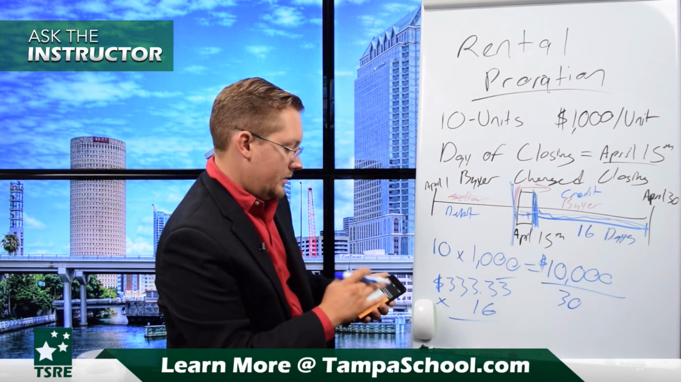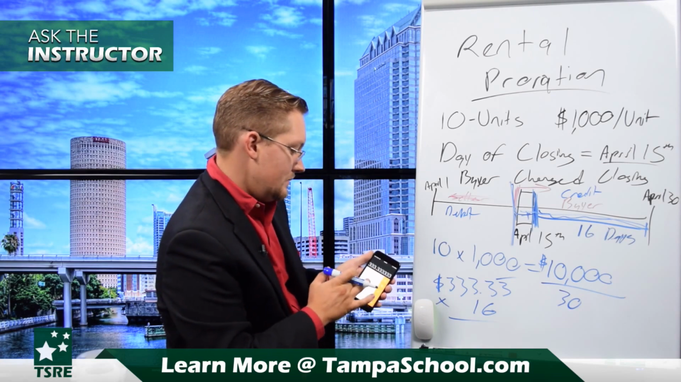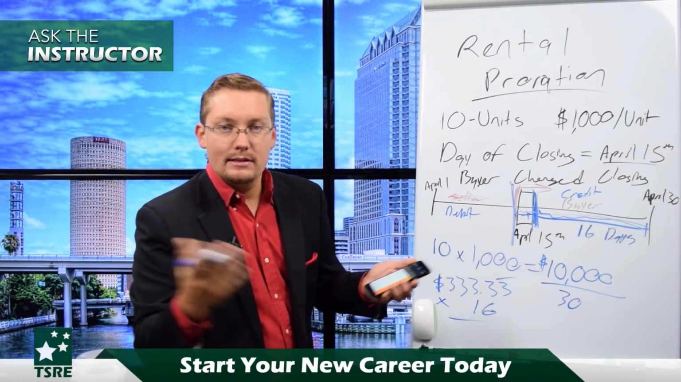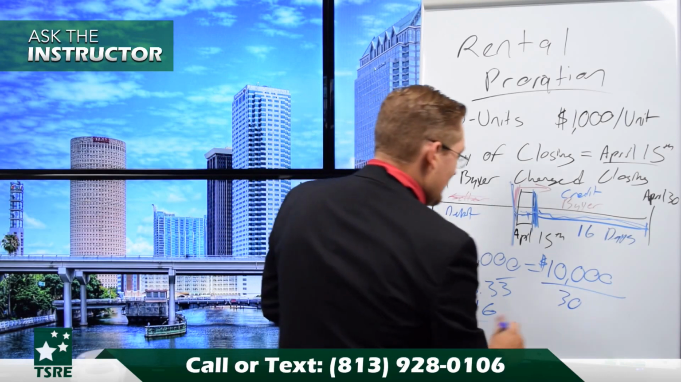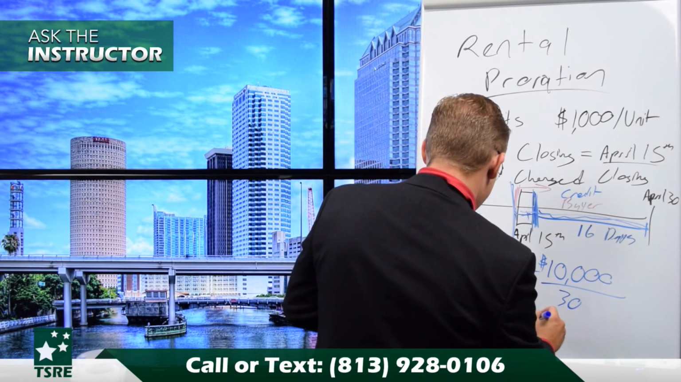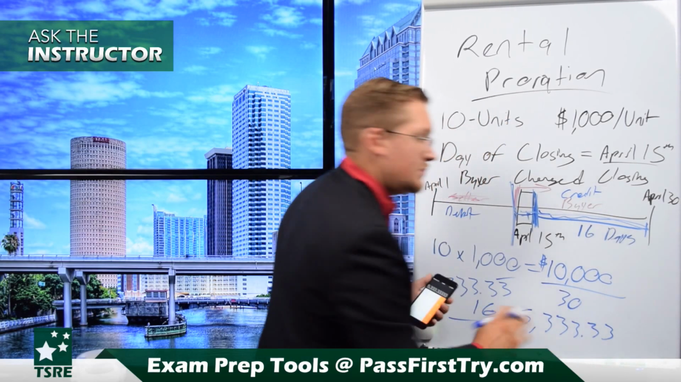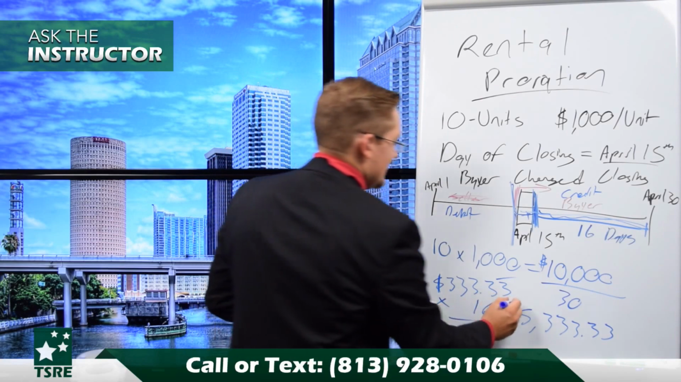So 333.3333 times 16, and we get 5,333.333. So our rent proration for this is $5,333.33. At this point, when you get to the end, that's where you could round.